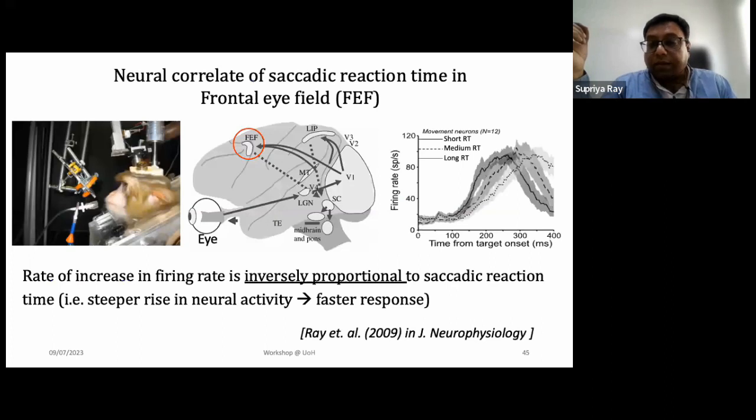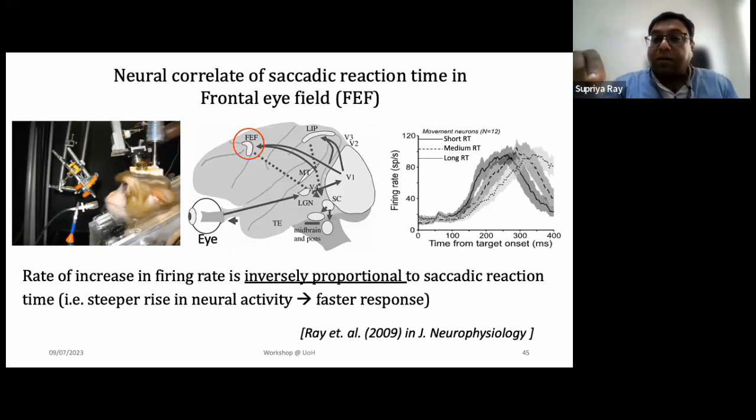Yeah. So here, it's a study done long ago. I was doing my postdoc at Vanderbilt. We recorded eye movement and neural activity from monkey. The area that we targeted is called frontal eye field, and the neurons in that area showed increased activity just before the saccadic eye movement. The activity of neurons increased at a higher rate when the saccadic reaction time was shorter.